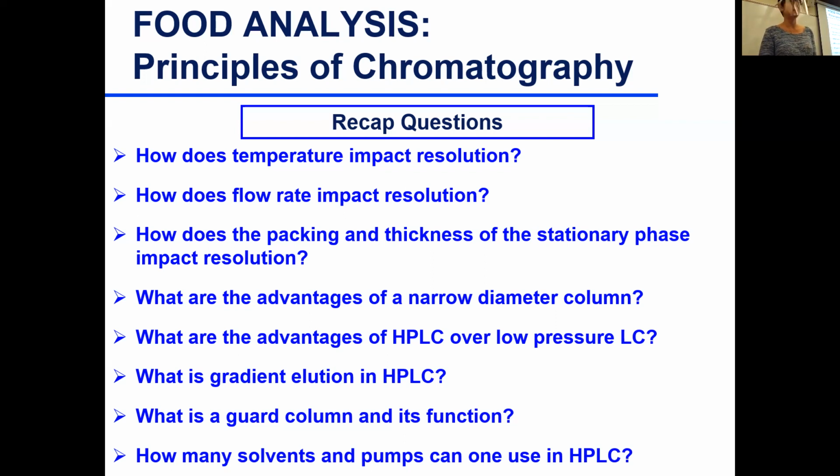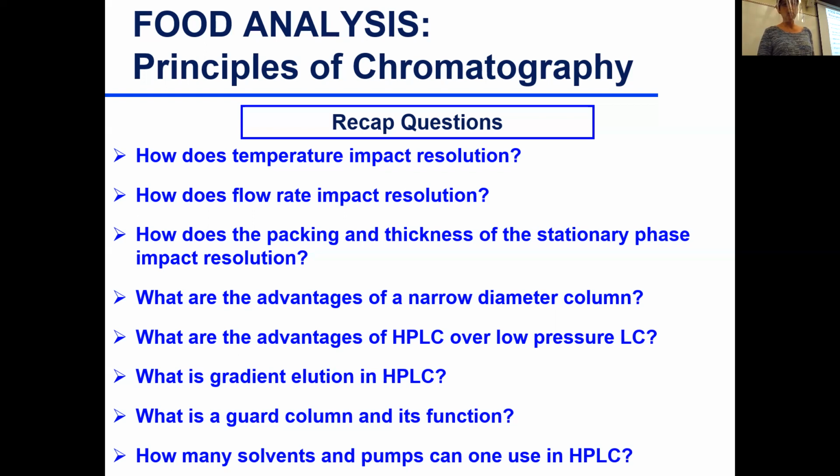What is guard column and its function? Okay, let's go with Sally. It's like a column before the real column. Protects the real column from any. Absolutely. So the guard column, you put it just before the column in the flow direction. And as the name implies, it's guarding the column, protecting it from any impurities that might bind strongly to your stationary phase and not leave the column during your analysis time, and just blocking your functional groups, reducing the capacity and efficiency of your column.